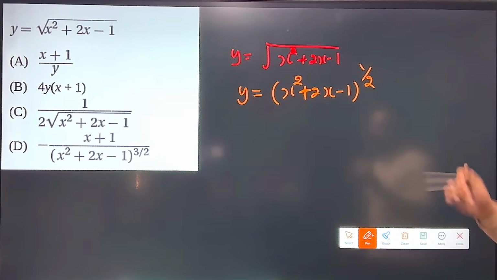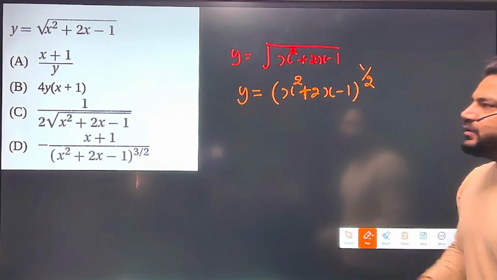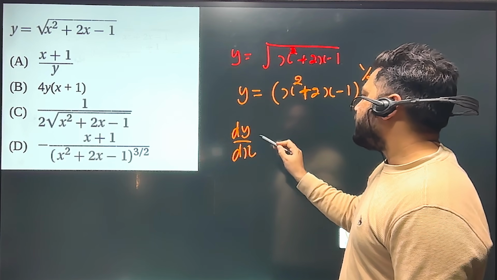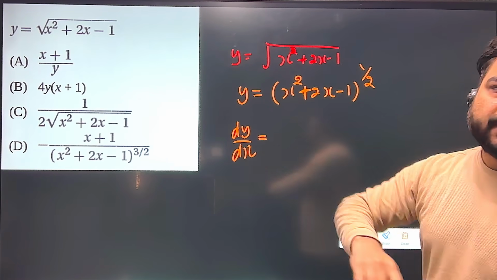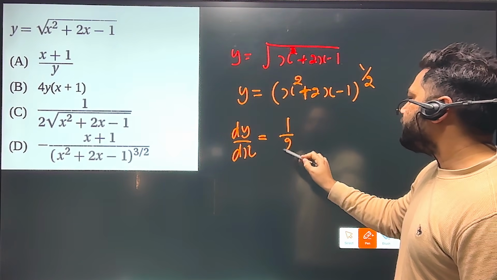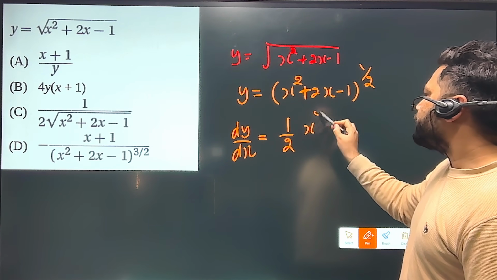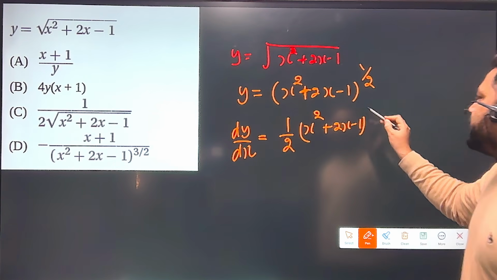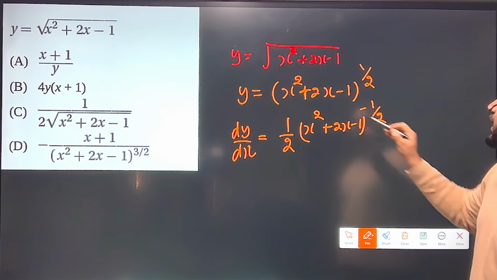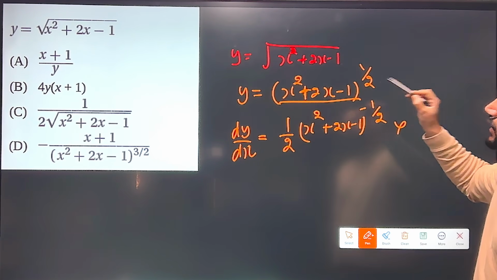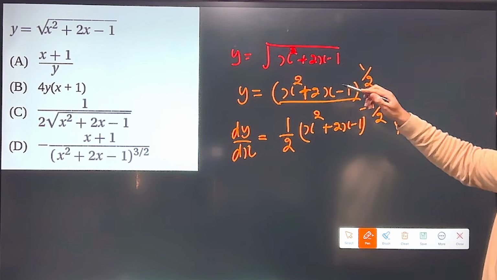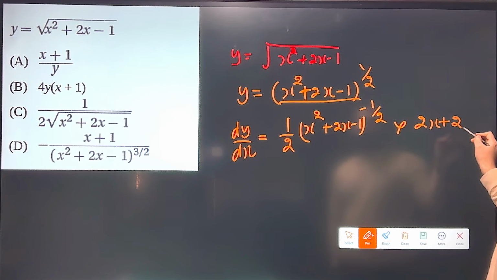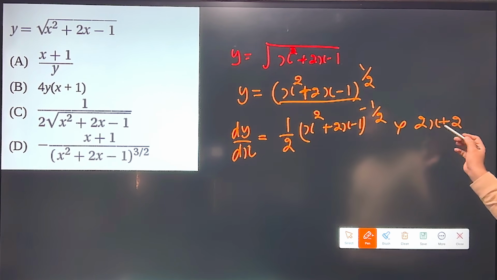And how to do its differentiation now? By using the simple method, power will come ahead. What is the power here? Power is 1 by 2. 1 by 2 will come here, and 1 power we have to subtract. So from 1 by 2, if we subtract 1, it will be minus 1 by 2, and then multiply this part, x square plus 2x minus 1. X square derivative is 2x, and 2x derivative is 2, minus 1 derivative is 0.